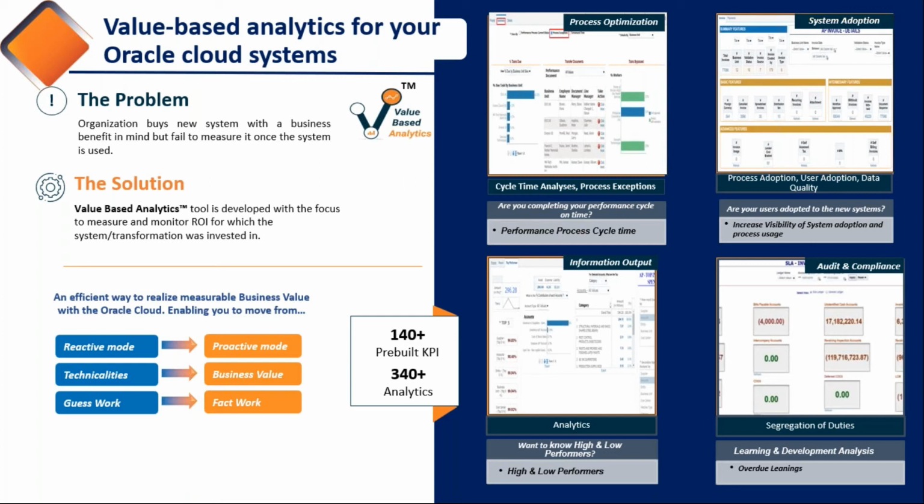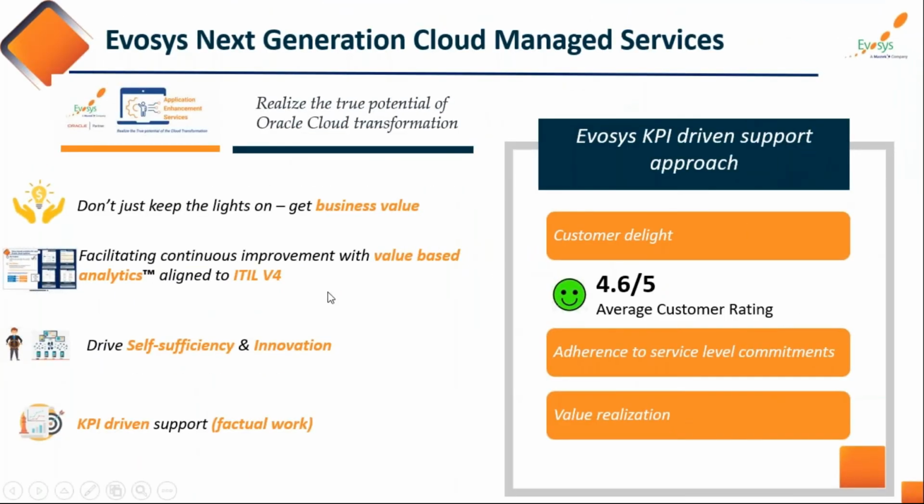The VBAs across the system are separated into 4 main areas. You have process optimization specific VBAs, system adoption specific VBAs, information output, and also audit and compliance. As I said, please do reach out to us if you'd like a demonstration of the VBAs, so you can see how it would benefit your organization.